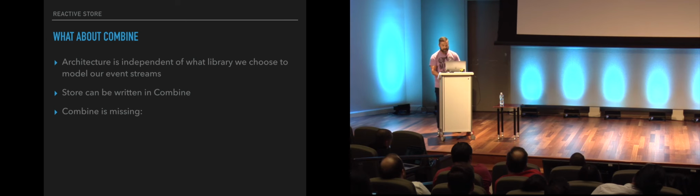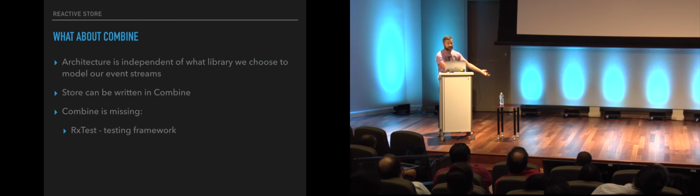But there are some things that Combine is missing, which I just looked at the diffs yesterday, and I think they're adding some of this stuff. RxSwift has this really cool framework called RxTest, and that allows you to create these fake streams I've been talking about. We use RxTest to fake those streams and feed them into all the constituent parts of the system, and then we can verify that the streams coming out match the expectations.